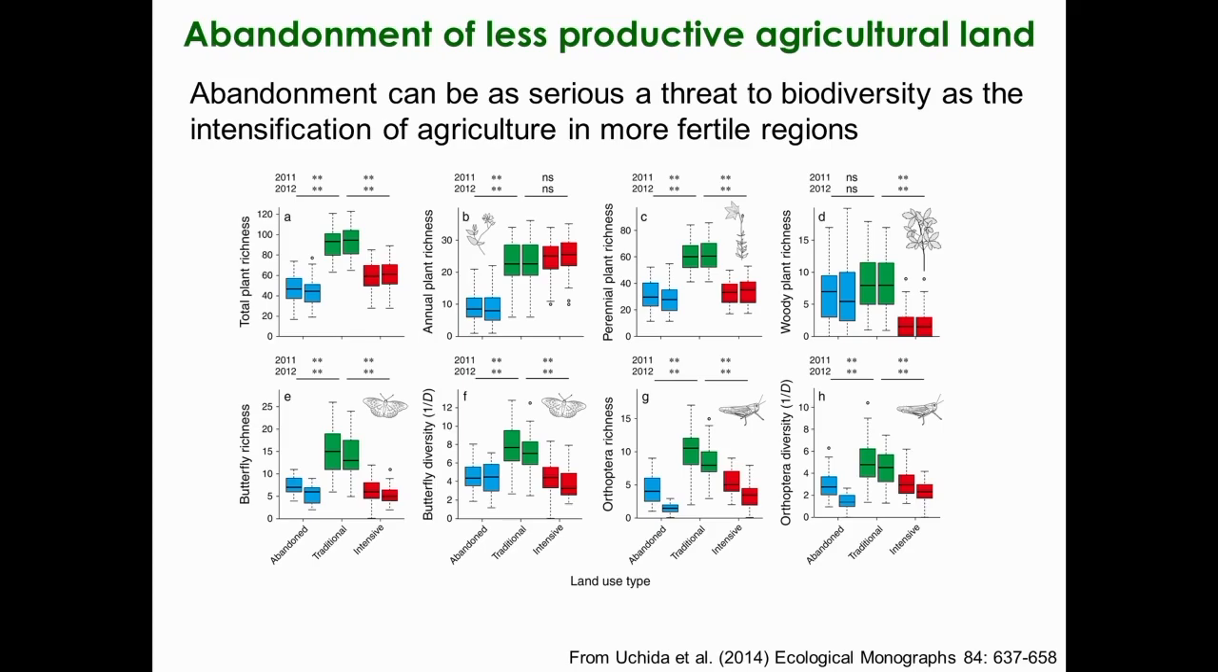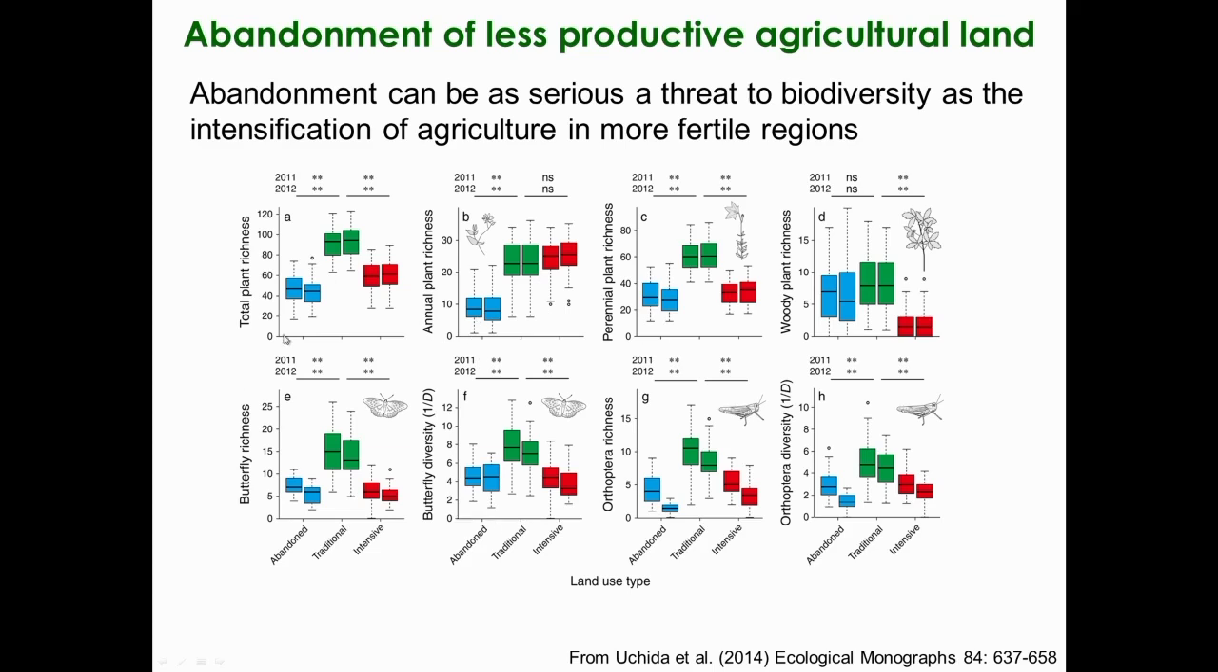Abandonment of agricultural land can also, interestingly, impact biodiversity. Where we have areas that are maybe moderately productive, but it's not economically viable to continue productivity, and that area is then abandoned as an agricultural site, we find, interestingly, that plant and insect biodiversity is reduced. This is data actually from sites in Japan, if I remember rightly, where the authors measured a range of different plant species and insect types.